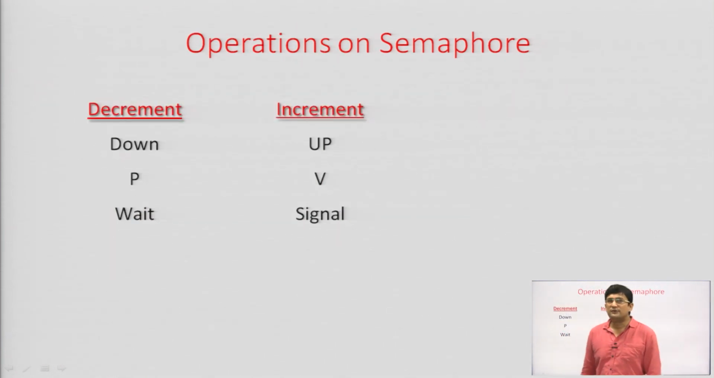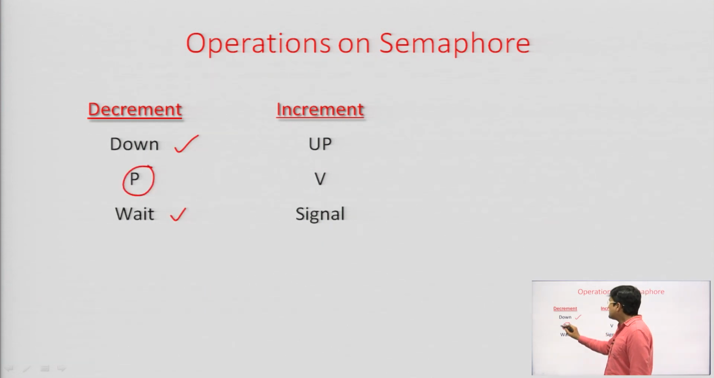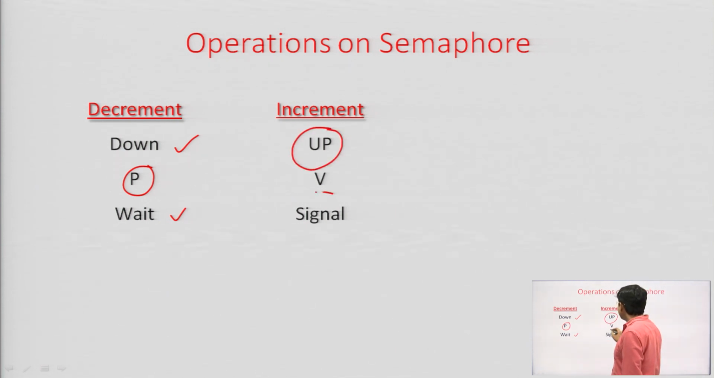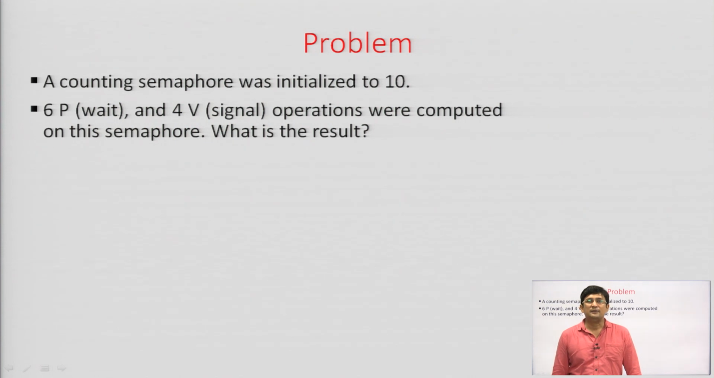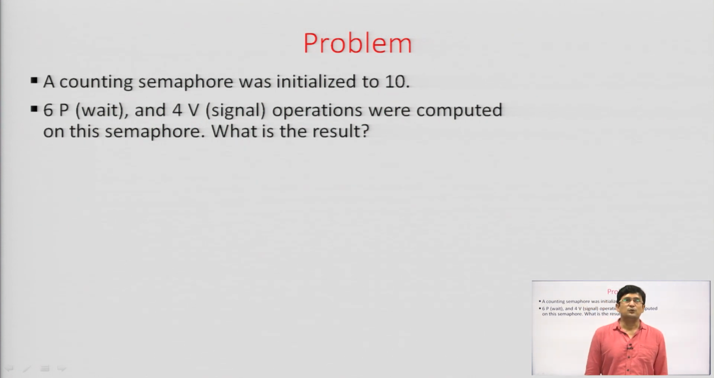So, we already have shown that down is the same as wait, it is also known as P, a very famous name for this decrement. And up is the same as signal, a famous name known as V. So, P and V are the functions that we should be using here. Now, this is the problem, let us solve it.